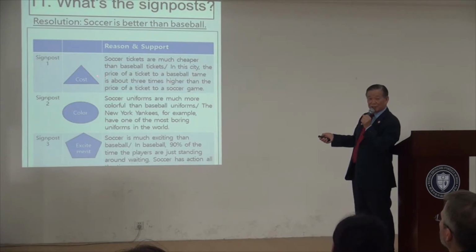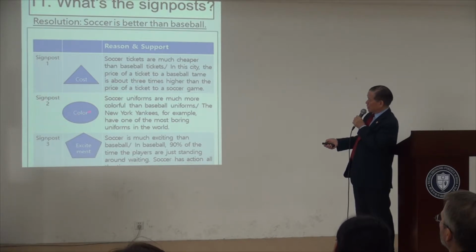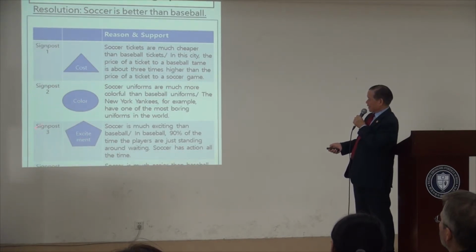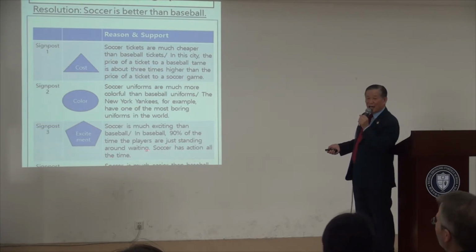The main point is what the signpost means. And in this case, signpost two is color. Soccer uniforms are much more colorful than baseball uniforms. The New York Yankees, for example, have one of the most boring uniforms in the world. This is the color signpost. And signpost three, excitement: soccer is much more exciting than baseball. In baseball, 90% of the time the players are just standing around waiting. Soccer has action all the time.